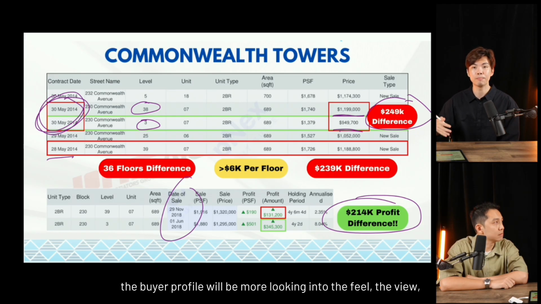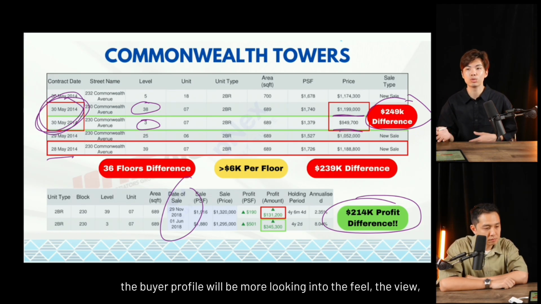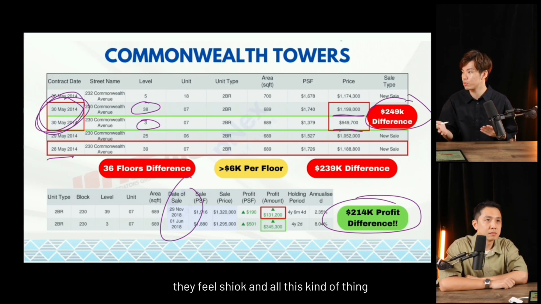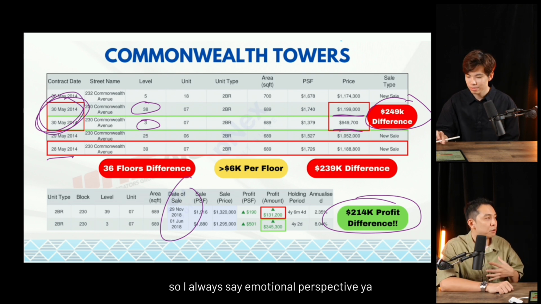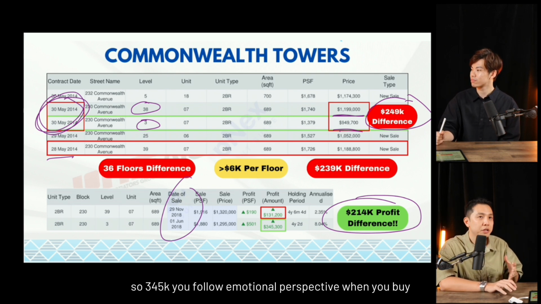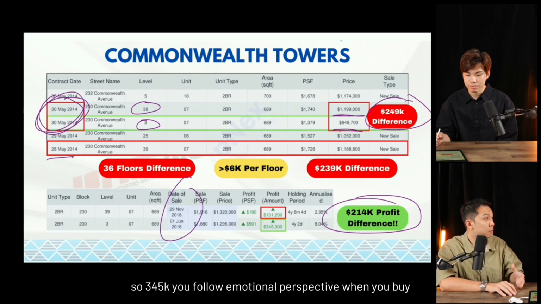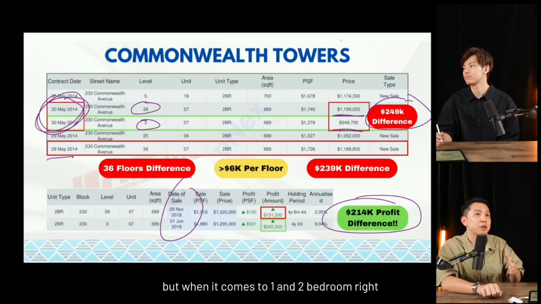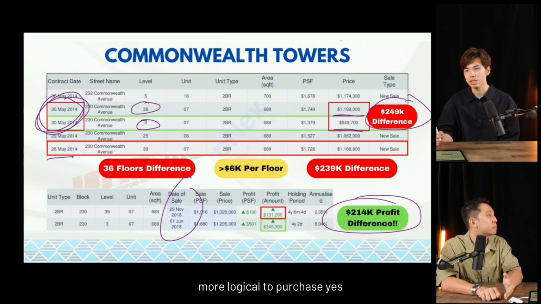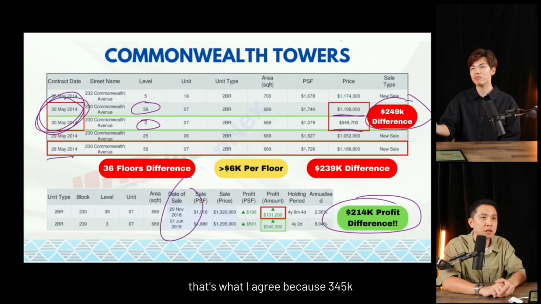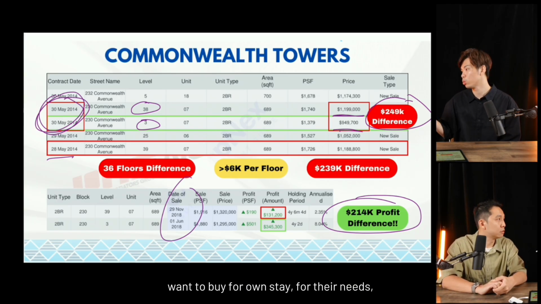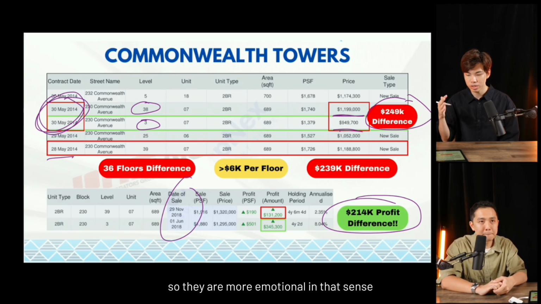Because I would say the buyer profile will be more looking into the feel, the view, the show, and all that kind of thing. So I would say an emotional perspective. Yeah. So for 3, 4, 5 bedrooms, you follow emotional perspective when you buy. But when it comes to 1 and 2 bedrooms, it's more logical to purchase. Yes, I agree. Because for 3, 4, 5, most of the buyers want to buy for own stay, for their needs. So they are more emotional in that sense.